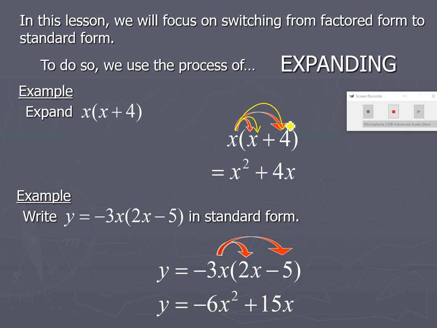Negative 3x times negative 5. What's negative 3 times negative 5? It's there on the screen. Positive 15. You're like, oh, this is the part I have trouble with. Well, that's what the calculator's for, maybe. But negative times negative is positive.